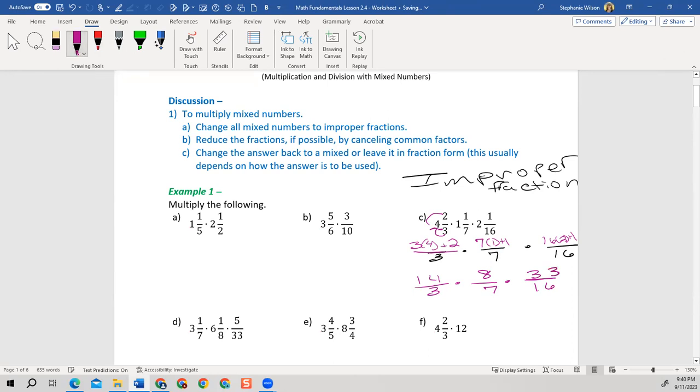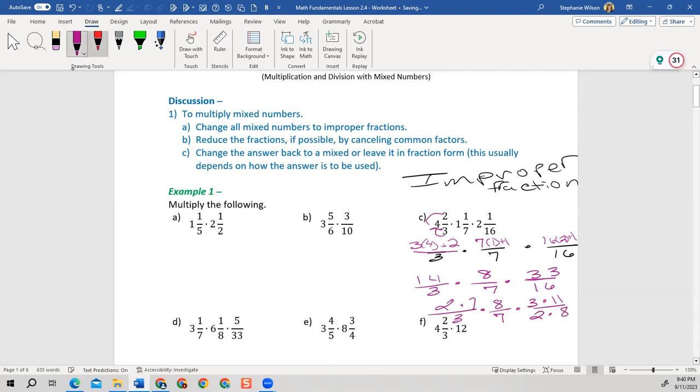Now I'm going to look at the top numbers versus the bottom numbers to determine what will reduce before I multiply. However, if you choose to multiply all the way across and then reduce, that's fine, but just be careful. The bigger the numbers are, sometimes it's harder to make sure that you got them all factored down. So 14 is 2 times 7 over 3. I'm going to leave 8 alone for a minute because I see something. And it's over 7. 33 is 3 times 11, and 16 is 2 times 8. You see what I saw?